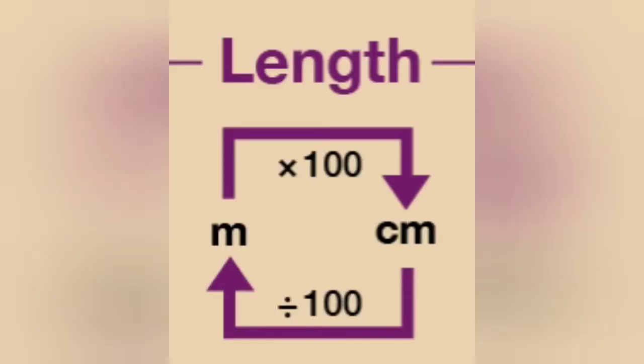So children, you can see here, this is the conversion. Meter to centimeter you have to multiply by 100. That means you have to add 2 zeros. Now centimeter to meter means you have to divide by 100. That means you have to take out 2 zeros. This you have to remember.